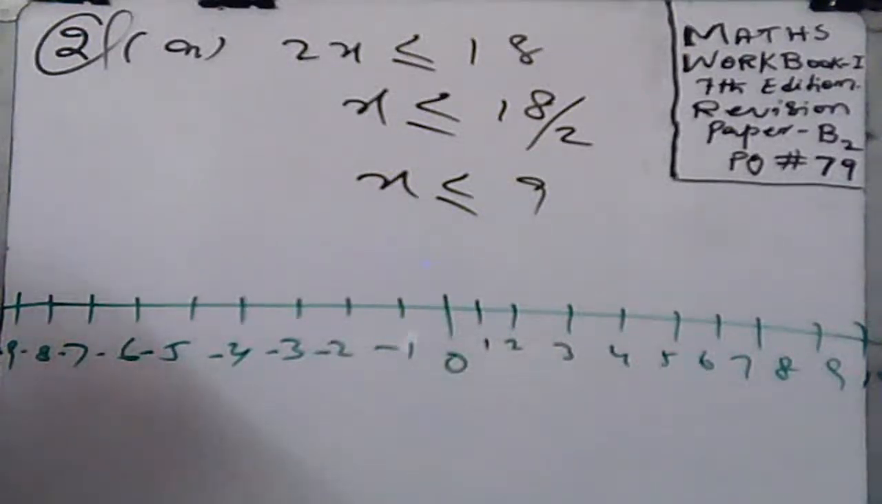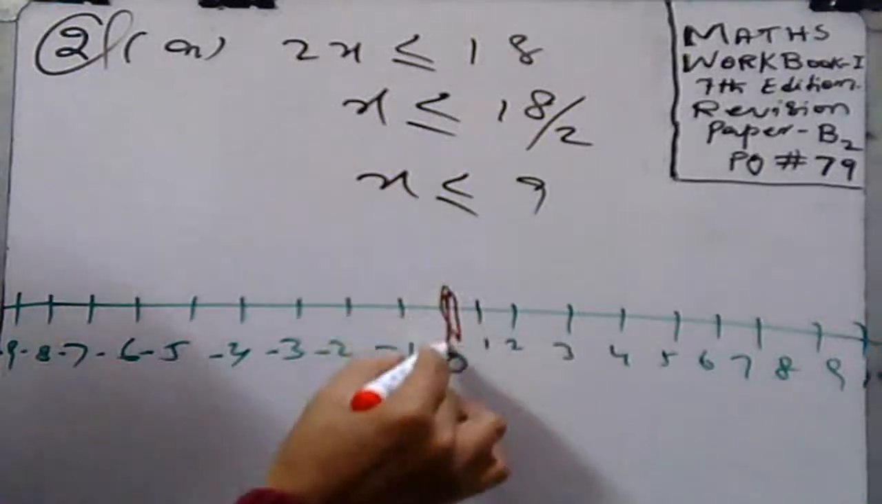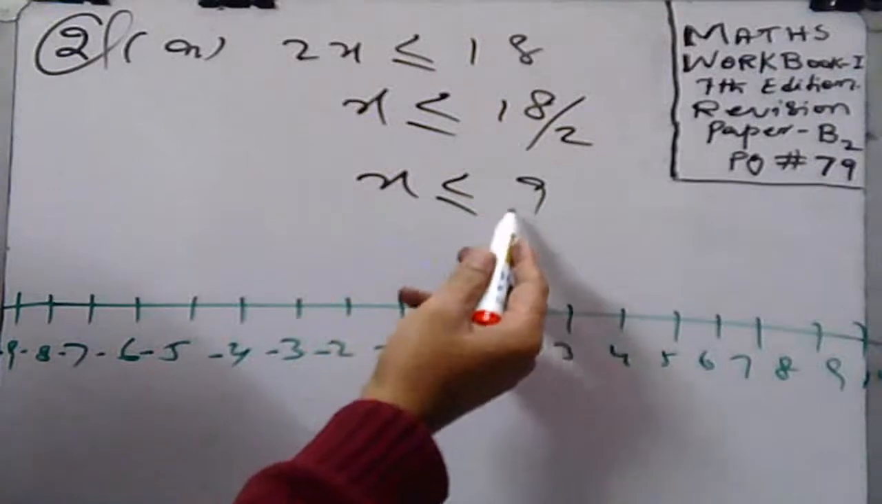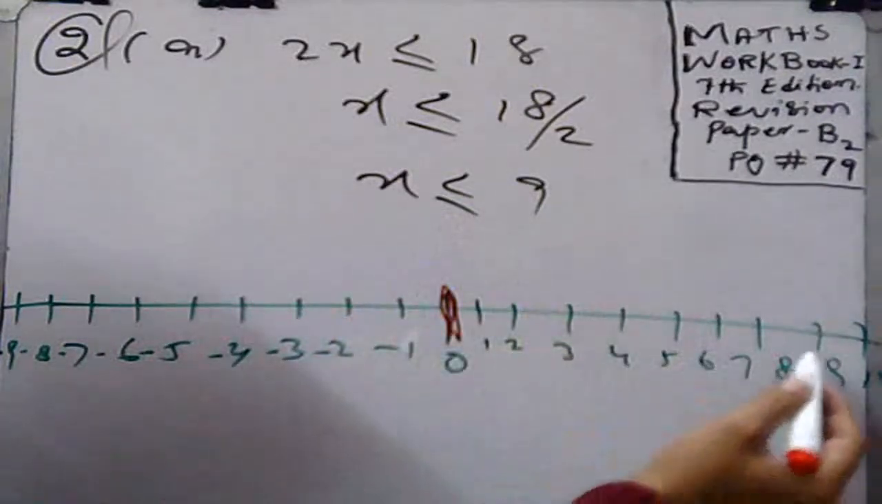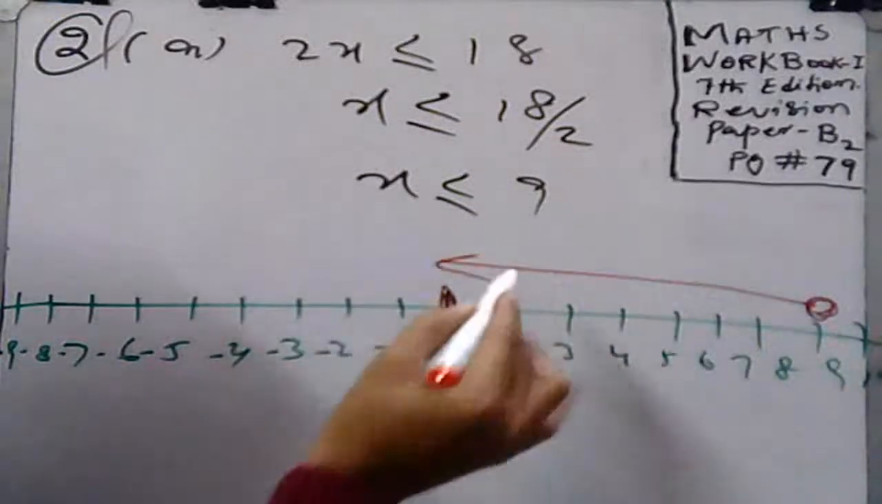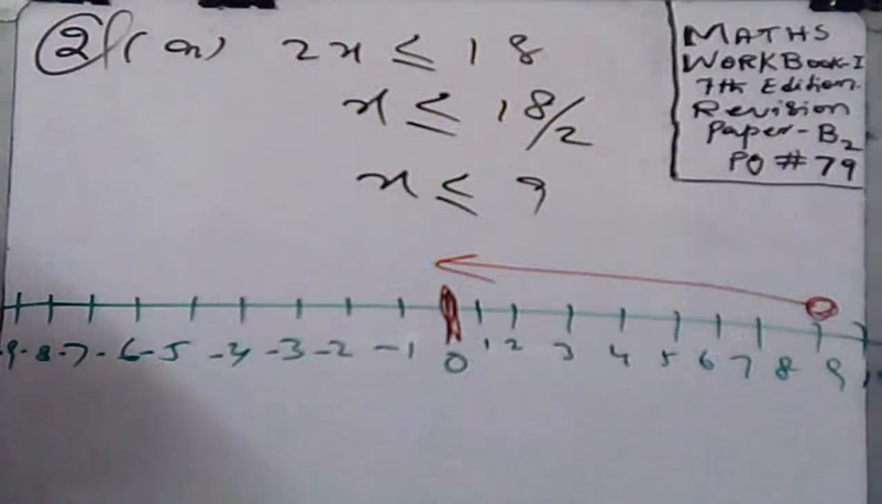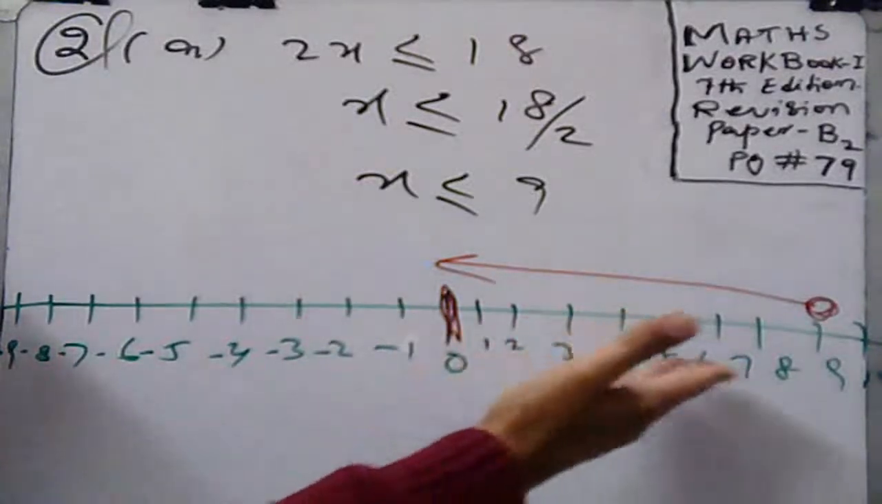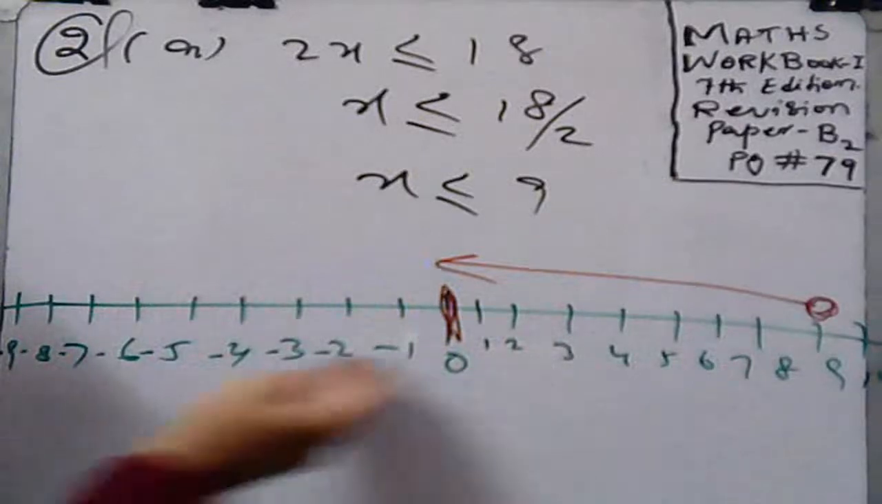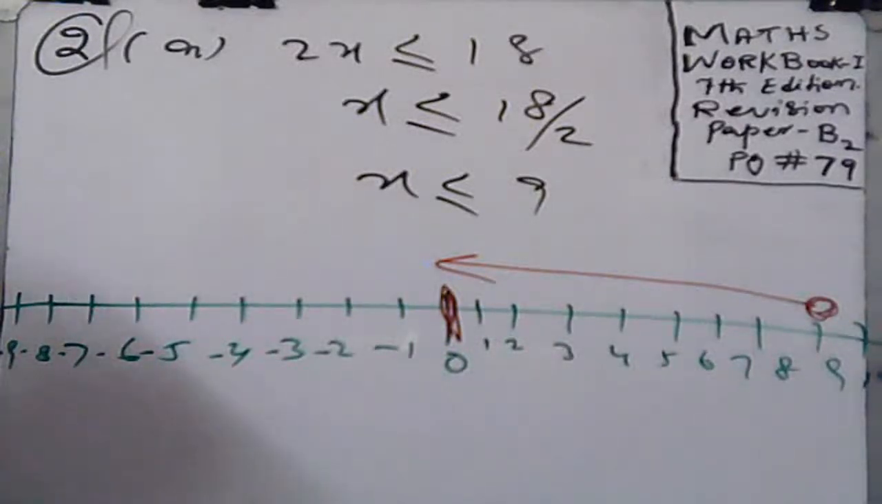So how can you represent this on a number line? x is less than or equal to 9, so you start from here and the arrow will point towards the left, because it is less than or equal to, and on that side you can see the lesser quantities. So that is on the number line. Now coming to the B part.